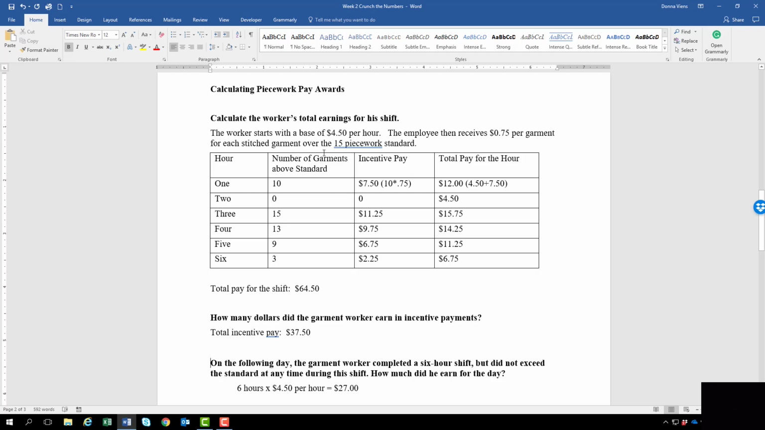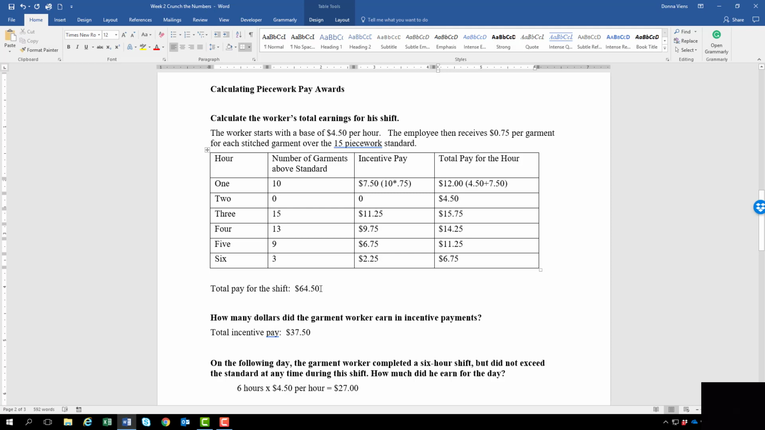If the number of garments that they do is above the standard, so they do 10 extras, I'm going to multiply that 10 times 0.75. I get $7.50. The $4.50 that they start with as a base plus the $7.50 is going to give me $12. I'm going to do that all the way down. You'll see the next one they did nothing over, so they got no incentive pay, so they ended up with a total pay of $4.50 an hour. The total pay for the shift is just adding these totals up, so those added together come to $64.50.